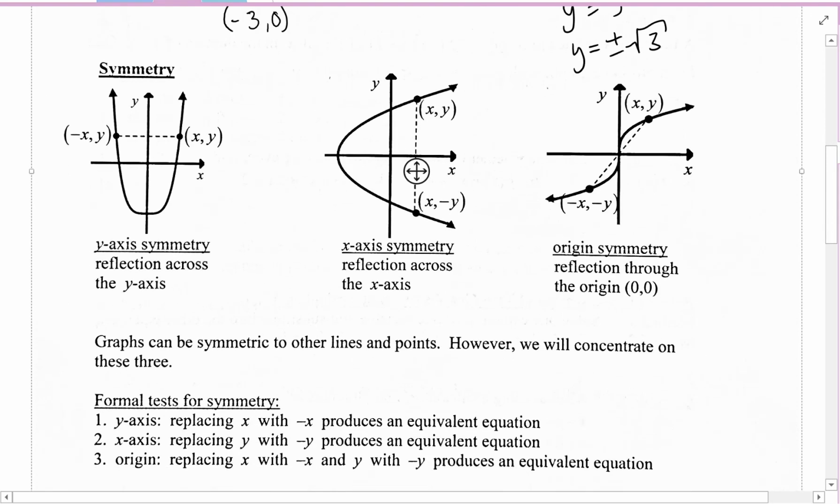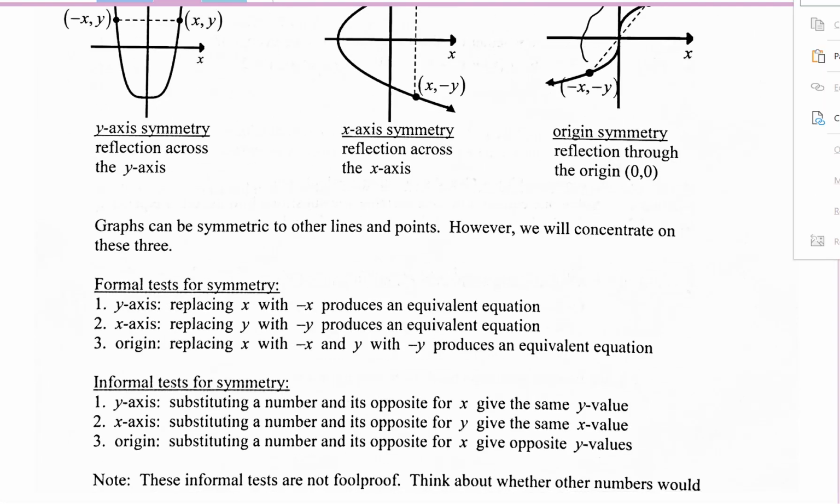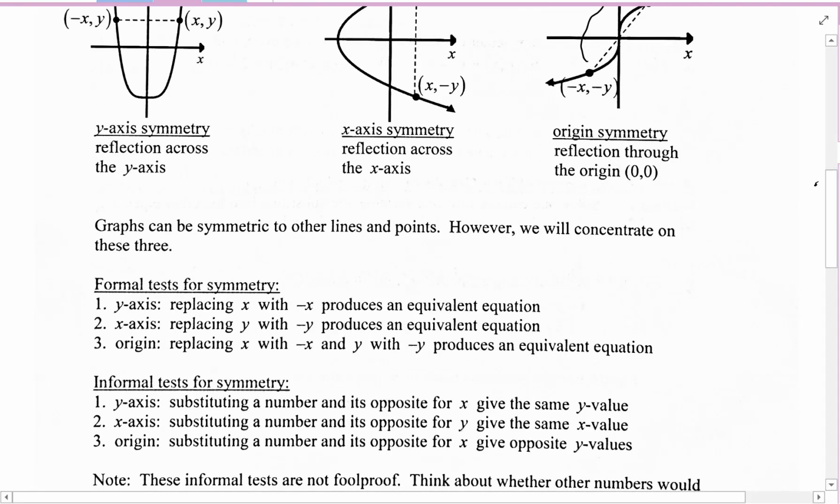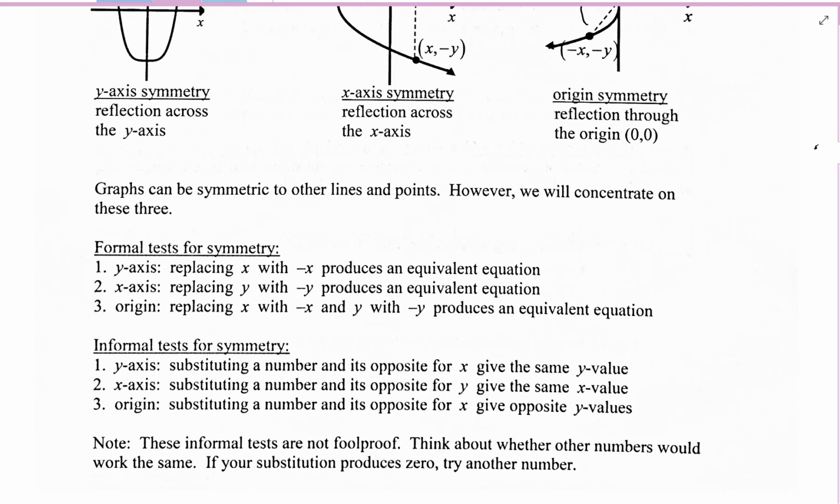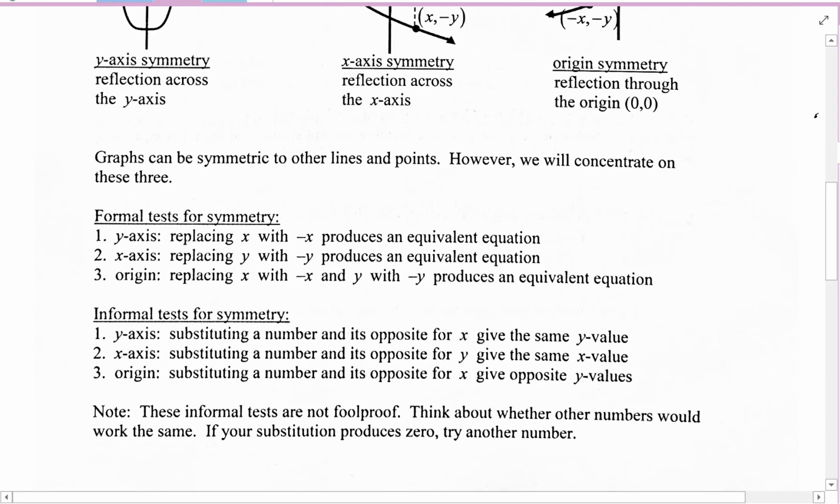Graphs can have different types of symmetry. You can have y-axis symmetry, where it's reflected over the y-axis, x-axis symmetry, and origin symmetry, reflection through the origin. So if you were to rotate this 180 degrees, then it would look the exact same. Graphs can be symmetric by other points and other lines, but we're just going to focus on the ones you see listed here.